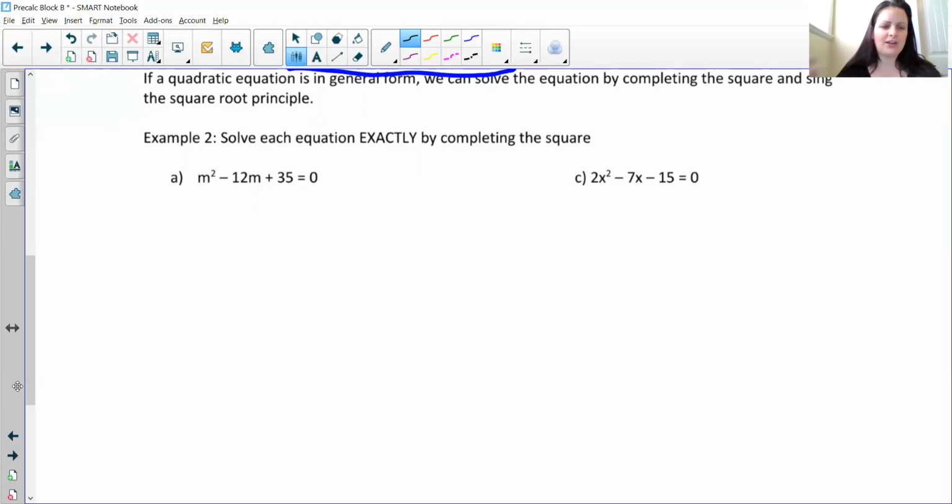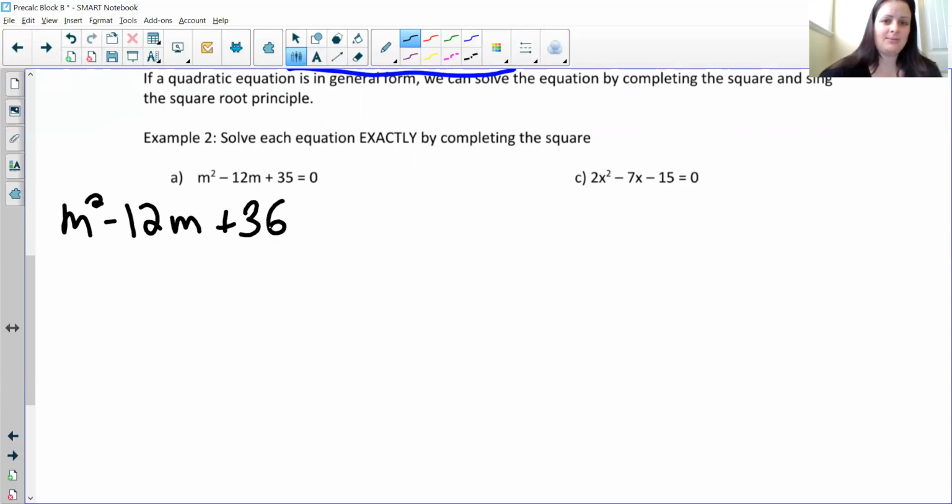So for this one, if you try to find two numbers that multiply to 35 and add to -12, you're not going to find them. And so you're going to be like, okay, I can't solve by factoring. I need to complete the square. Okay, so just a little review of completing the square. You're going to take half of that middle term, which is -12. So half of -12 is -6. And then you're going to square -6, which is positive 36.